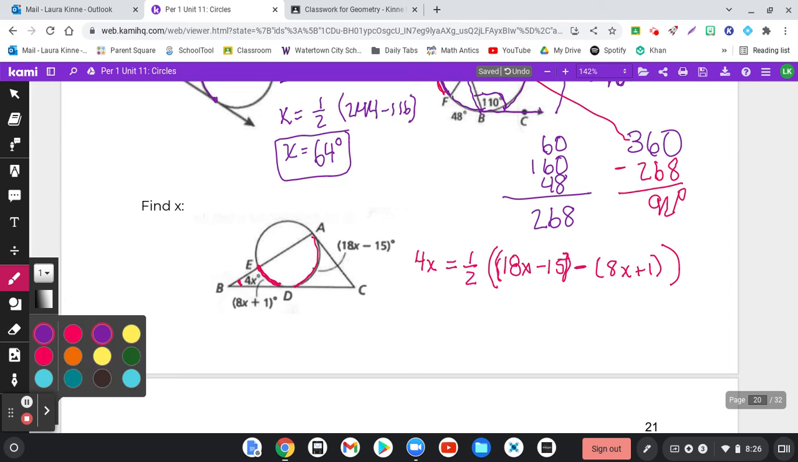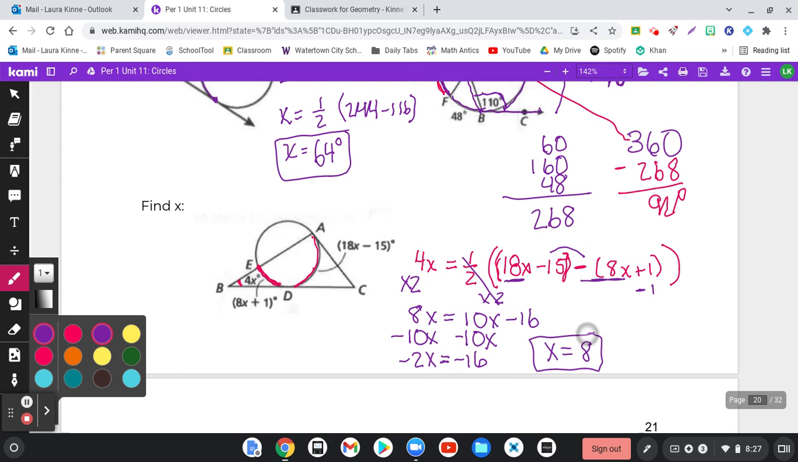Okay, so let's get down to a little algebra. It's not so bad. Multiply by 2. So we get 8x equals 18x minus 8x, which is 10x. Negative 15 minus 1 is negative 16. I'm going to subtract the 10x. It's faster. You can subtract the 8x, you'd be left with 0 over here, but you get negative 2x equals negative 16. Divide both sides by negative 2, and you get x equals 8. And that's all you had to find.